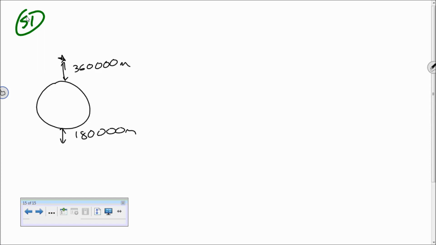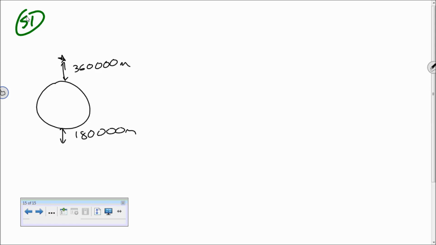So here's what I know. Here's my satellite. I know that this distance is 360 kilometers. I'm just going to tack on 3 zeros and make that meters. It's at its farthest point, and then it's only 180 kilometers at its closest point. So that's 180,000 meters at its closest point. Calculate the semi-major axis and the eccentricity of the orbit.